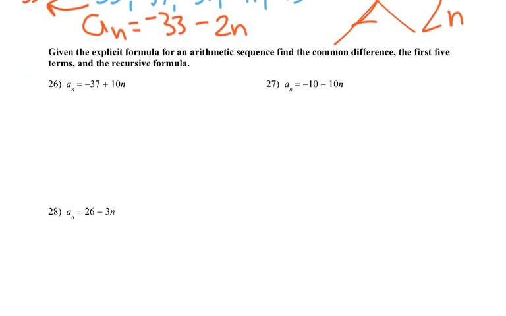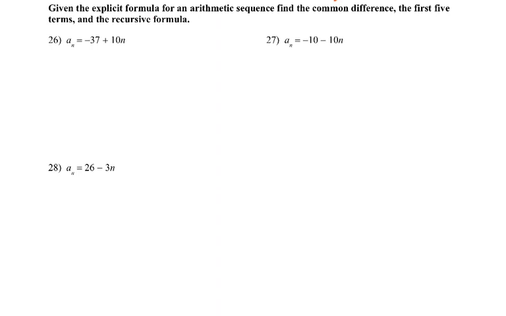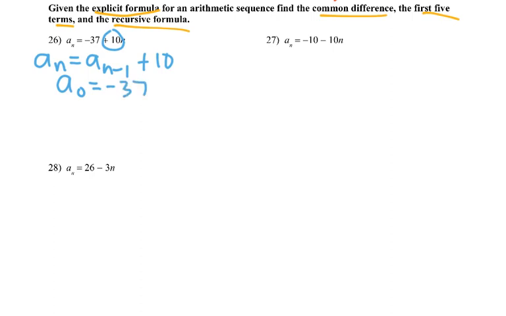Alright, so now 26, 27, and 28, same idea. Except this time we're given the explicit formula and we want to find all this information and the recursive. Okay, so what we need to understand is that the starting number here is the 0 term. So recursive would be easy to start off. A sub n equals a sub n minus 1. I can see my growth, it's the number with the variable, so plus 10. Then a sub 0 would equal negative 37.